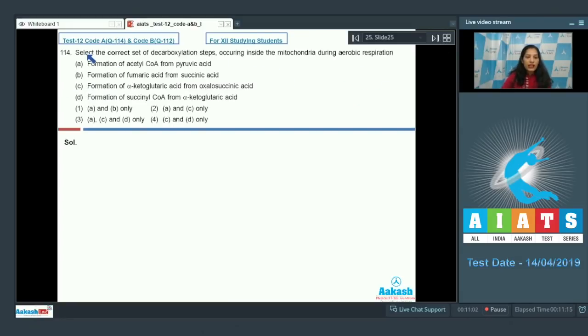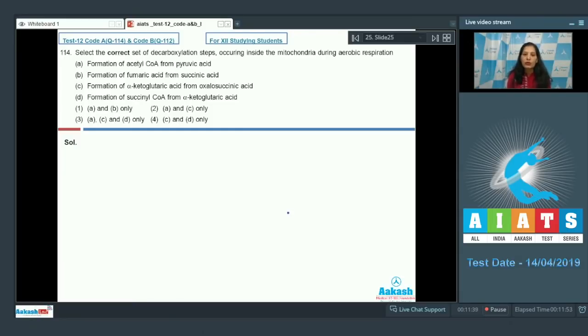Question number 114. Select the correct set of decarboxylation steps occurring inside the mitochondria during aerobic respiration. A, formation of acetyl coenzyme A from pyruvic acid. B, formation of fumaric acid from succinic acid. C, formation of alpha ketoglutaric acid from oxalosuccinic acid. D, formation of succinyl coenzyme A from alpha ketoglutaric acid. First option A and B only. Second A and C only. Third A, C and D only. Fourth C and D only. So you have to choose the correct set of decarboxylation steps.